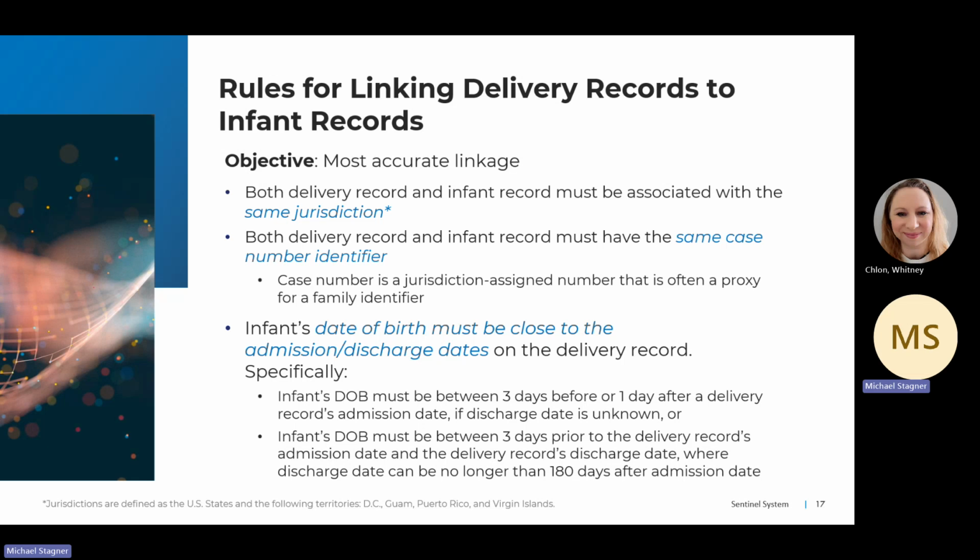If discharge date is known, then the date of birth has to be between 3 days before the admission date and not after the discharge date up to 180 days. More restrictive eligibility requirements can always be applied in the analysis phase. So if you were to do this linkage and then wanted to run an analysis and wanted to restrict it down to date of birth has to always be within one day of the delivery date, that's always something that can be applied later.